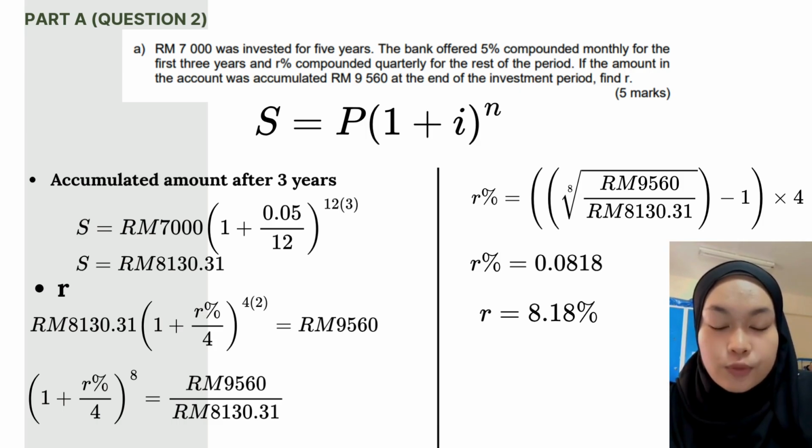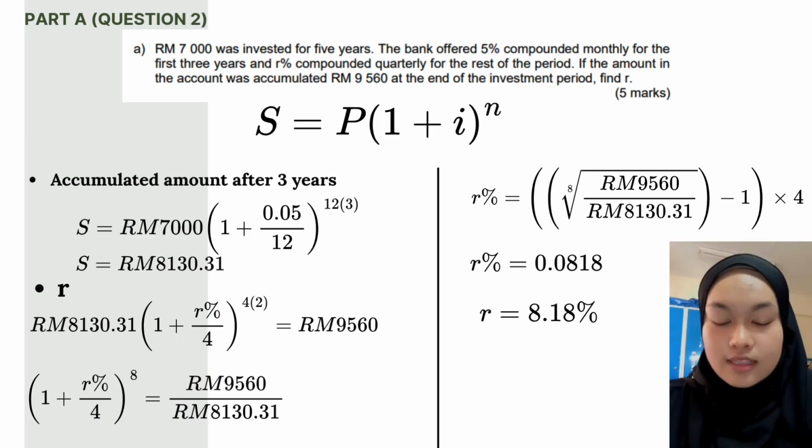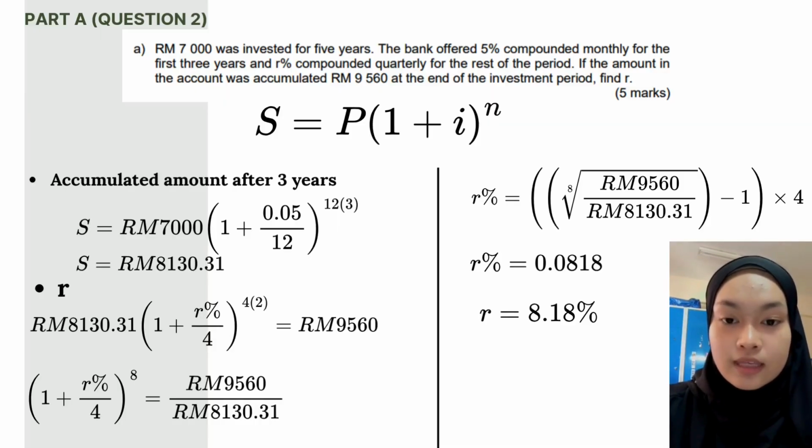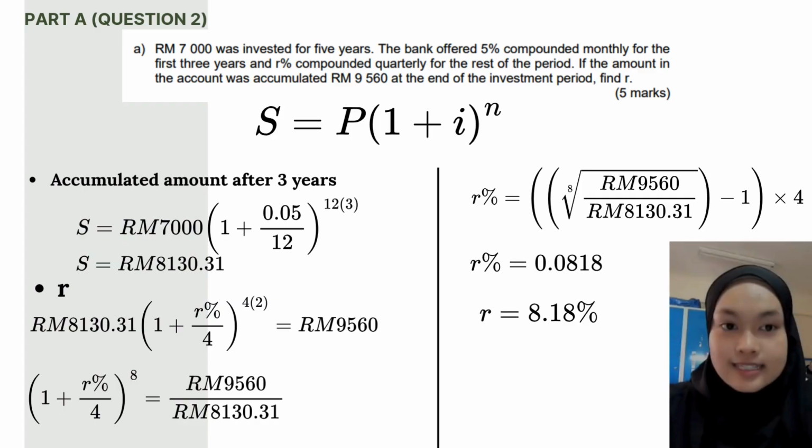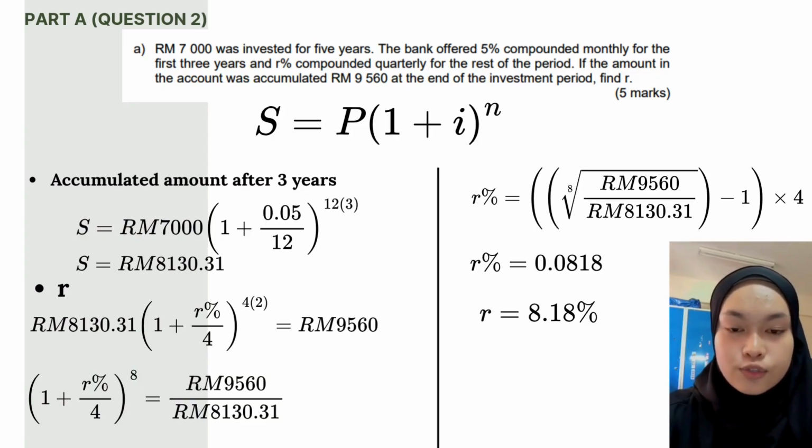For this question, we will use the compound interest formula. The investment starts with 7,000 ringgit for a total of 5 years. For the first 3 years, the bank gives 5% interest compounded monthly. So we calculate the amount after 3 years: 7,000 ringgit times 1 plus 0.05 over 12, to the power of 12 times 3, equals 8,130 ringgit and 31 cents. So after 3 years, the money has grown to 8,130 ringgit and 31 cents.